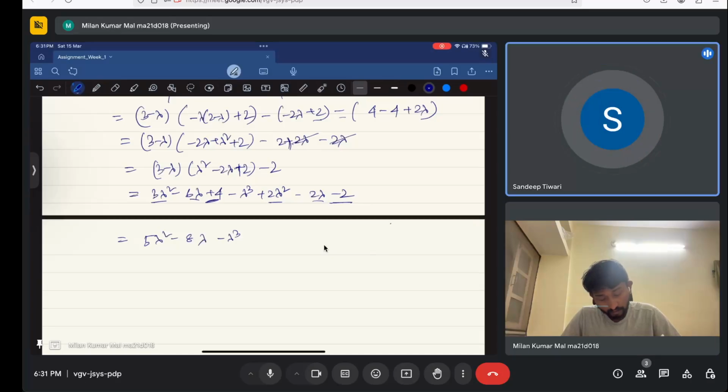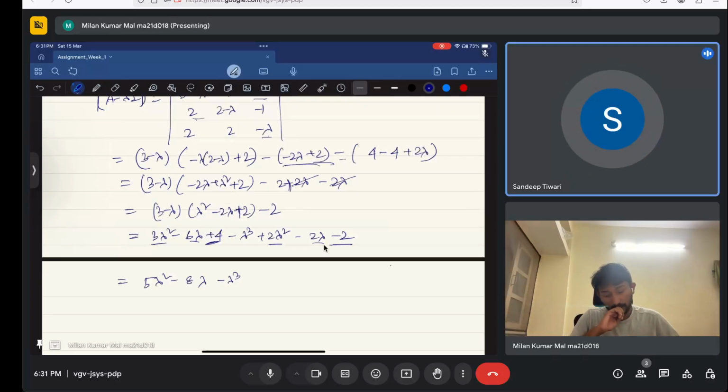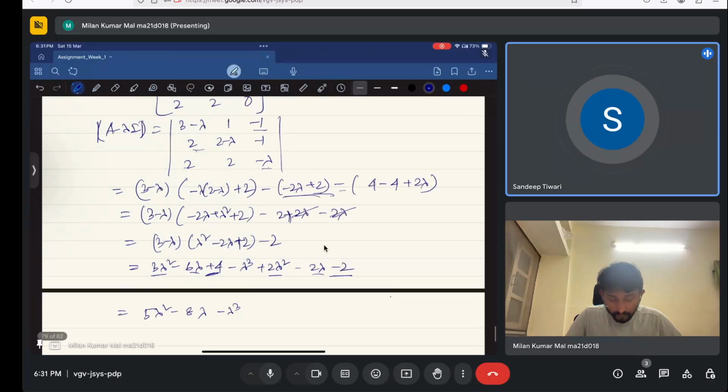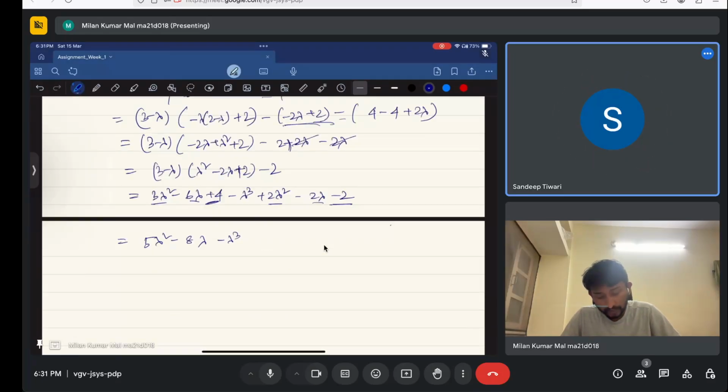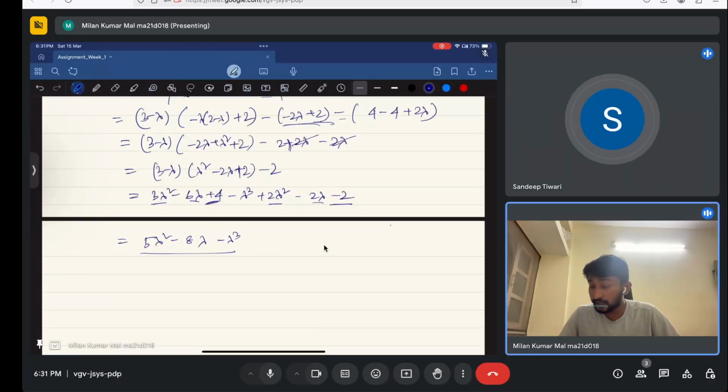Sir, the characteristic polynomial of a 3 cross 3 matrix is given by x cube minus trace A x square plus trace of adjoint A x minus determinant. Yeah, so that is here. Okay, so yes, sir, determinant. What is the determinant here? You just check it, sir.